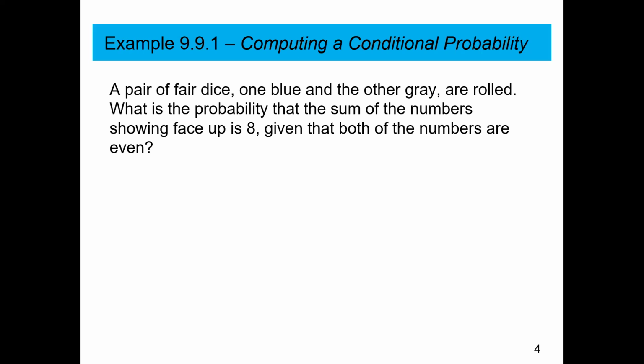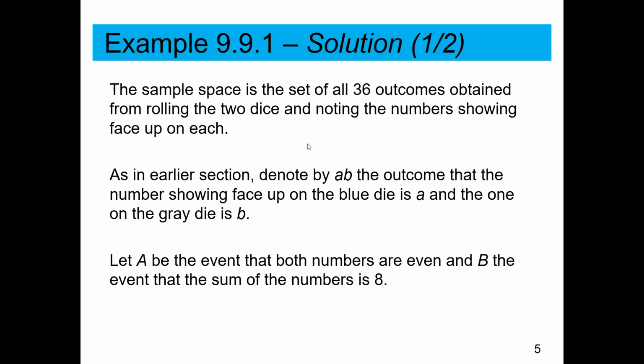So I have two fair dice. One is blue and the other gray, so they're clearly separate. What's the probability the sum of the numbers showing face up is 8, given that both numbers are even? Okay, so we have a problem where both numbers are already even. To break this down, we have 36 possible outcomes because each die has 6 options. AB is the outcome where the blue die shows A and the gray die shows B.